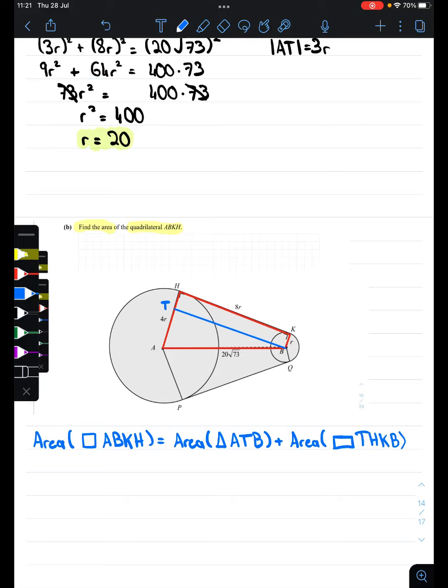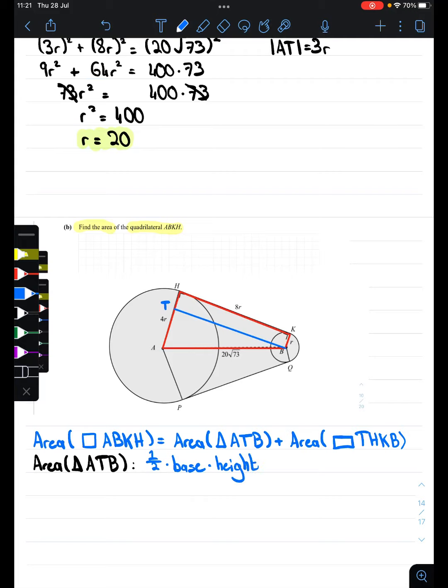Okay, well, let's start off with the triangle. So the area of this triangle ATB. Okay, well, we know the formula for the area of a triangle. It's just half the base times the height, or more specifically, the perpendicular height of the triangle.